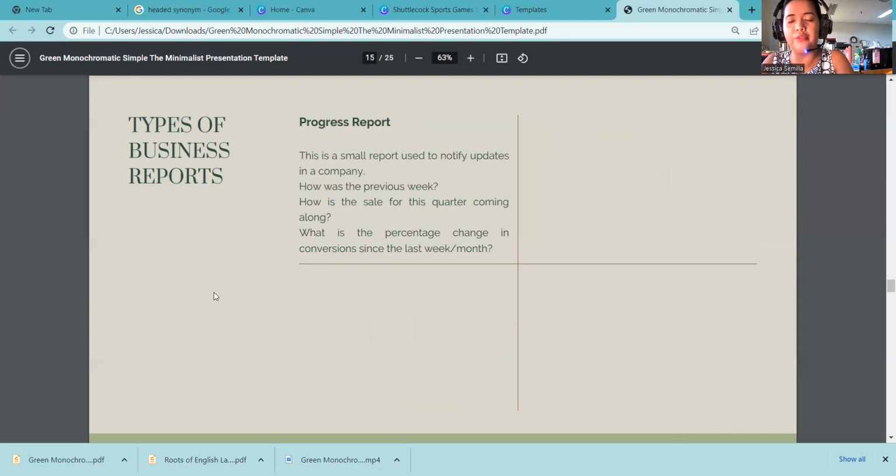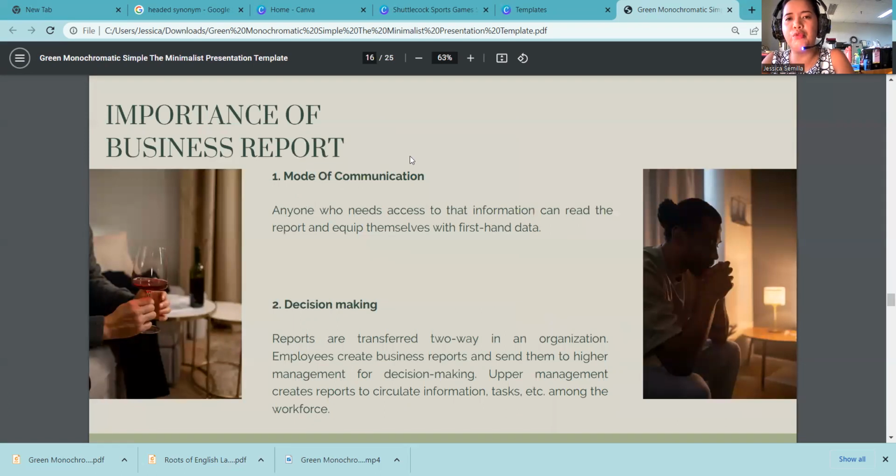Usually you present a progress report if you want to present an update of the company, an update of the previous sales or previous week, or the sales of the quarter, and also the percentage change conversion since the last week or month. Okay? So let's now move on to the importance of business report.